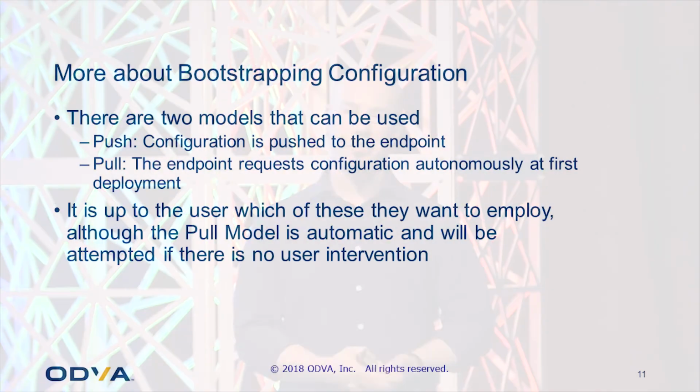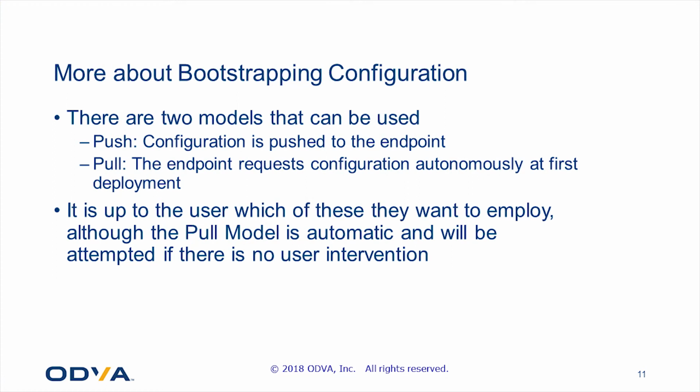Okay, a little more about this. There's two models that are defined within CIP Security for bootstrapping your communications. One is called the push model, and the other one is called the pull model. It's up to the user which one of these they want to use, although the pull model is automatic, and it basically occurs unless the user explicitly disables that. So I'll talk a little bit more about both of those.